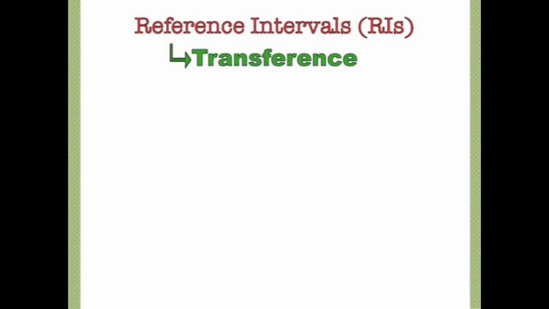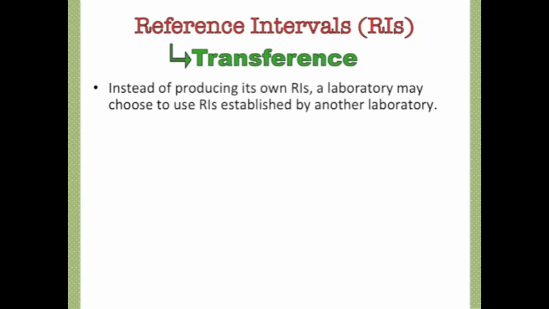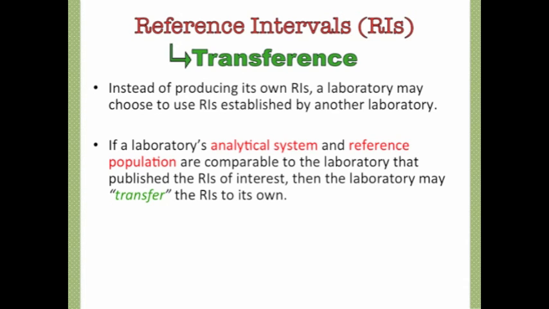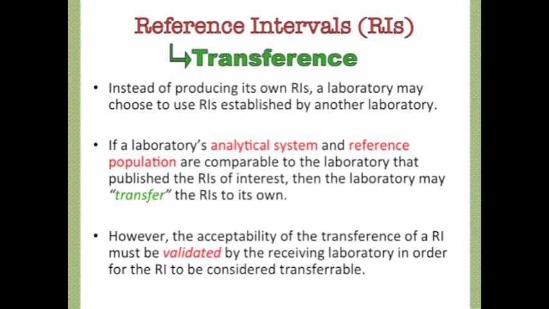Another alternative for researchers who are unable to collect enough healthy samples is a procedure called transference. Instead of producing its own reference intervals, a laboratory may choose to use reference intervals established by another laboratory. If a laboratory's analytical system and reference population are comparable to the laboratory that published the reference intervals of interest, then the laboratory may transfer the reference intervals to its own. However, the acceptability of the transference of a reference interval must be validated by the receiving laboratory for it to be considered transferable.